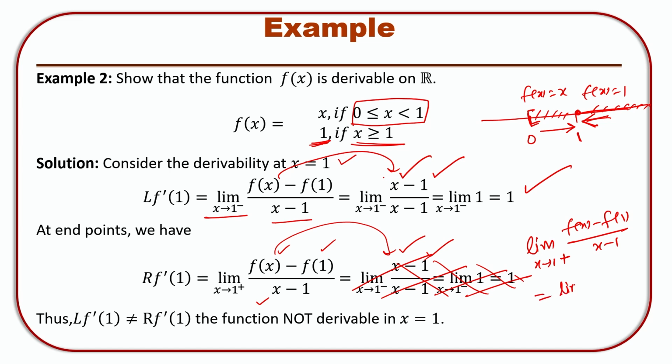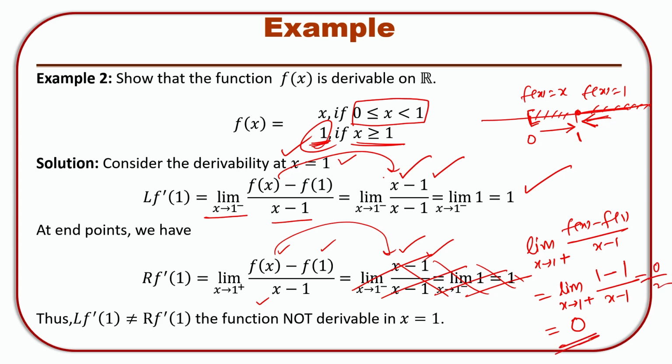We can write this one: limit x tends to 1 plus, f of x value is 1. This is the constant value, as you can see here, right? Minus f of 1, which is also 1, divided by x minus 1. So what will be the value? That is equal to 0, because 0 divided by some number is 0, right?